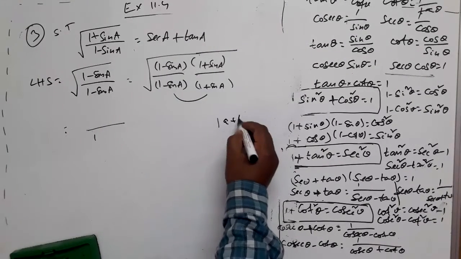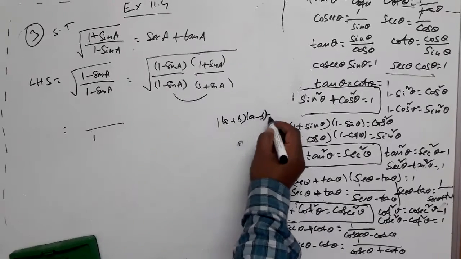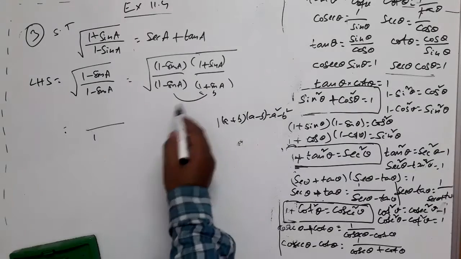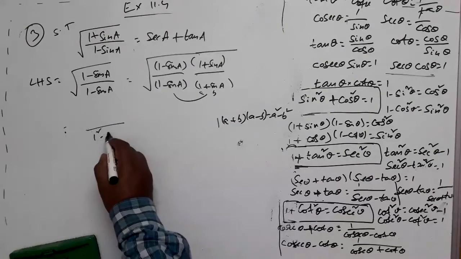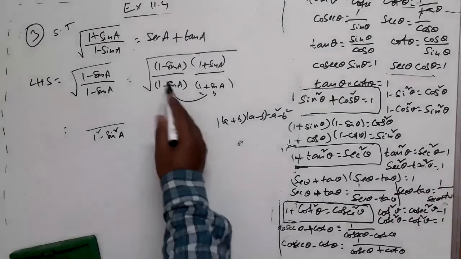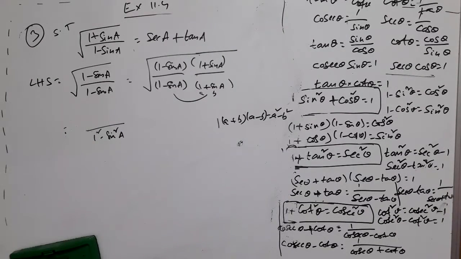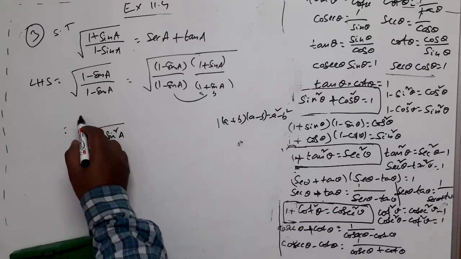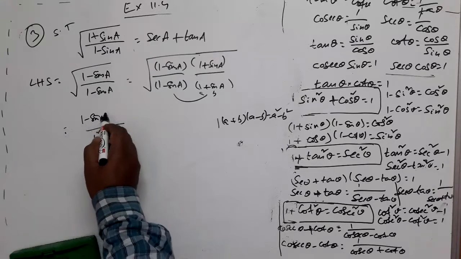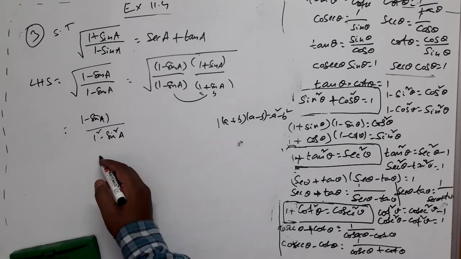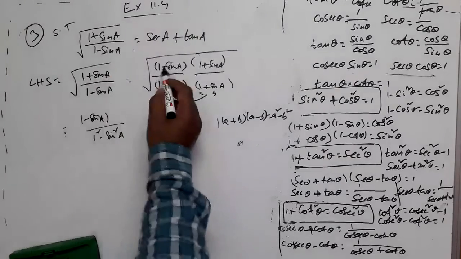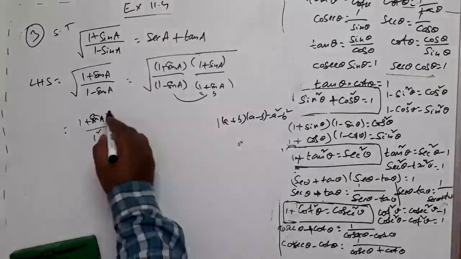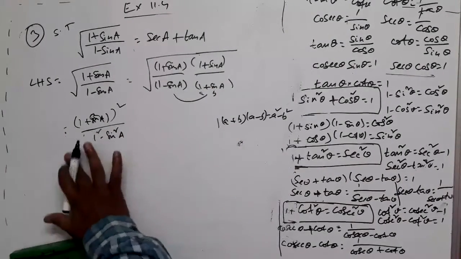So this is, of course, let us write one more term. A plus b multiplied by a minus b can be written as a square minus b square, right? Here a is 1, b is sin theta. A square minus b square is 1 square minus sin square a. Right? How about the numerator? That is 1 plus sin a multiplied by 1 plus sin a. That is whole square, right?